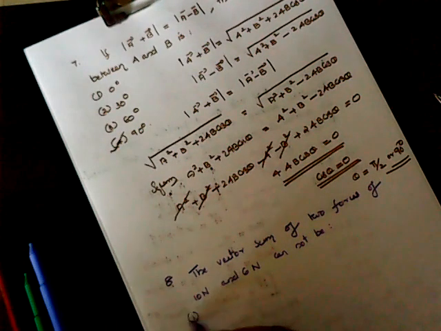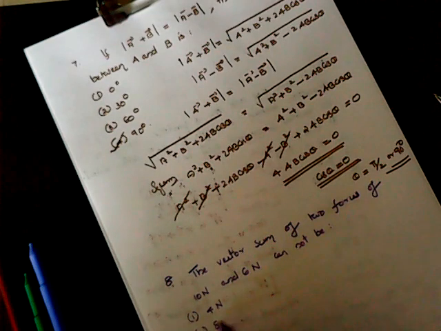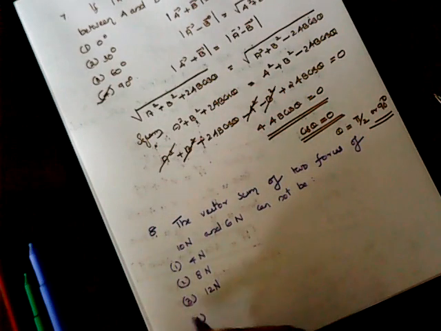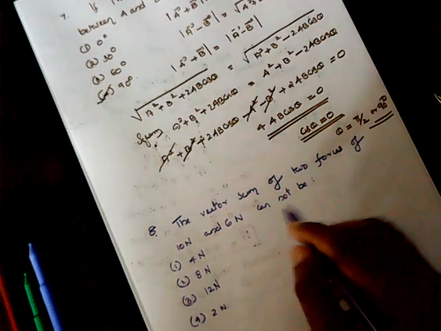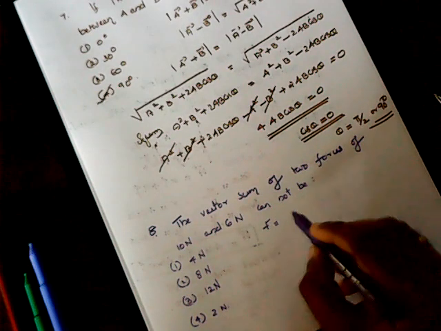The choices are 4 Newton, 8 Newton, 12 Newton, 2 Newton. So for two forces, we can say the resultant force, say F.